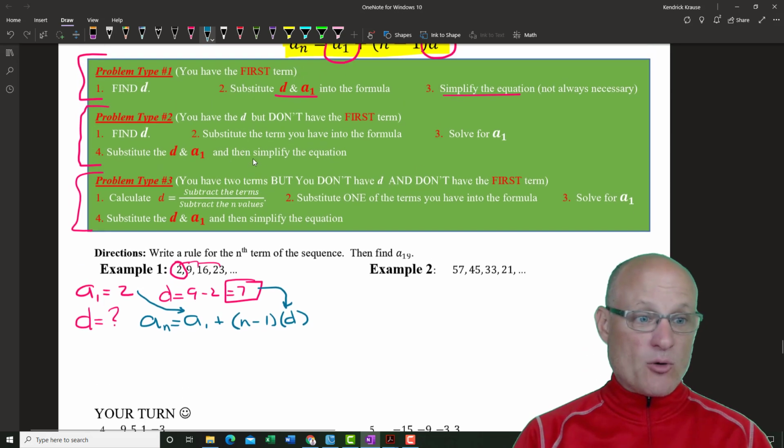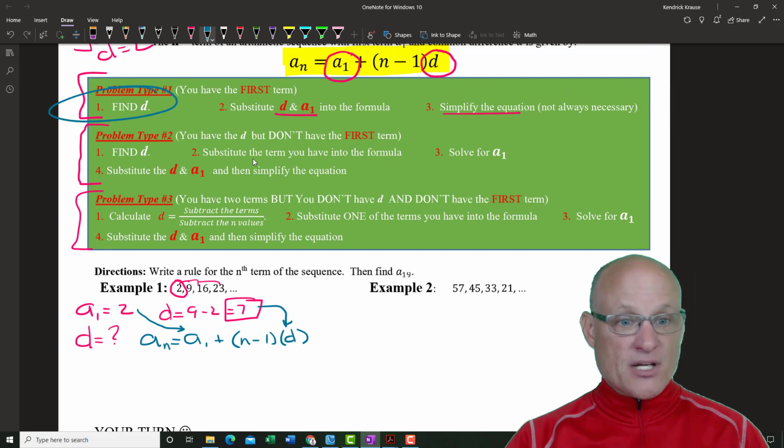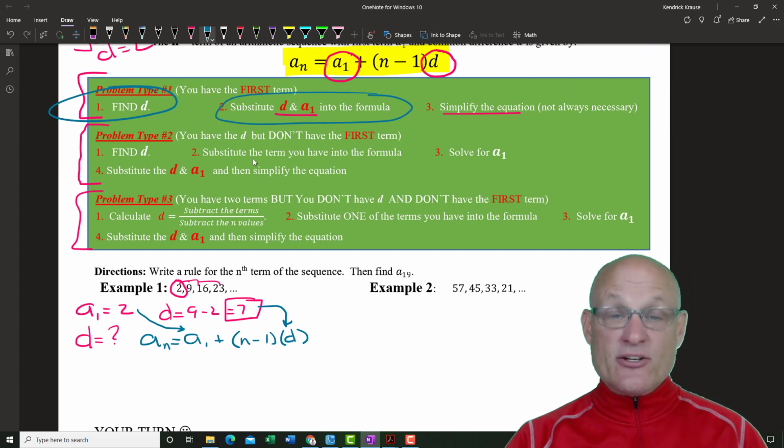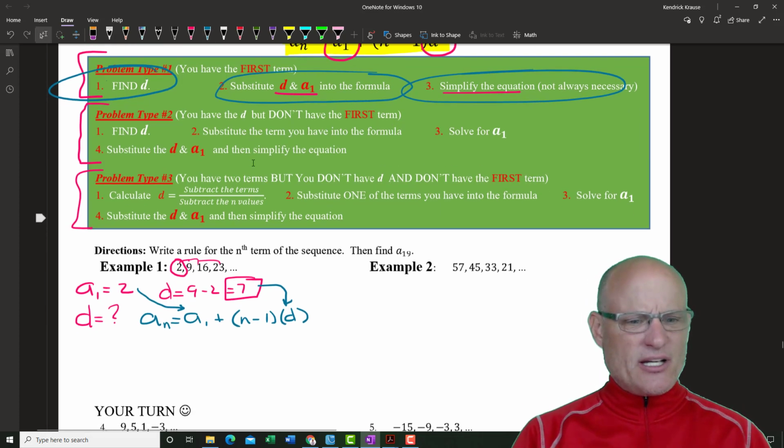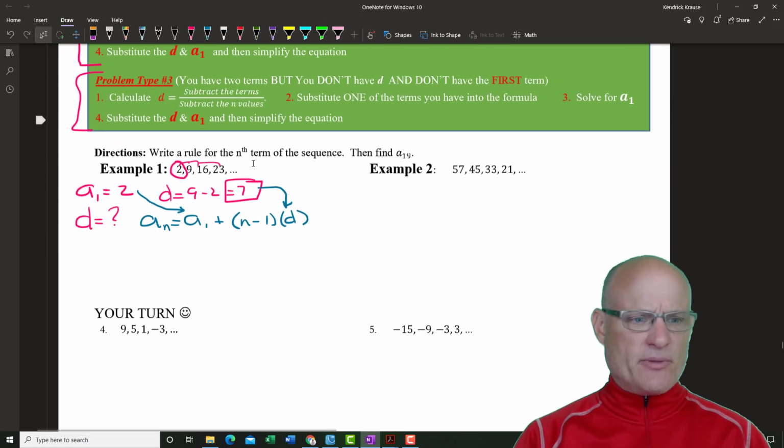That's it, right? So that was part 1. Find D. We did that. Substitute D and A into the formula. I'm about to do that, and then we're going to clean up the equation. You don't always have to clean up the equation, but I like you to. I think it makes it a little bit easier.